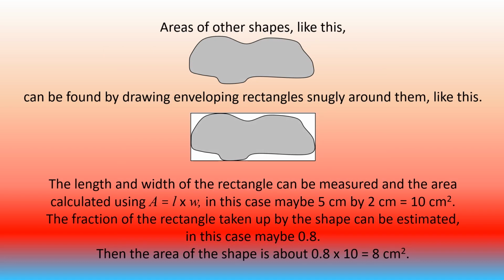Areas of other shapes, like this, can be found by drawing enveloping rectangles snugly around them, like this. The length and width of the rectangle can be measured, and the area calculated using A equals L times W. In this case, maybe 5 centimetres by 2 centimetres equals 10 square centimetres. The fraction of the rectangle taken up by the shape can then be estimated. In this case, maybe 0.8. Then the area of the shape is about 0.8 times 10, which is 8 square centimetres.